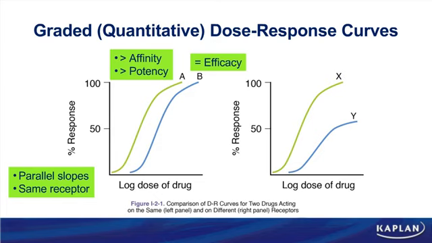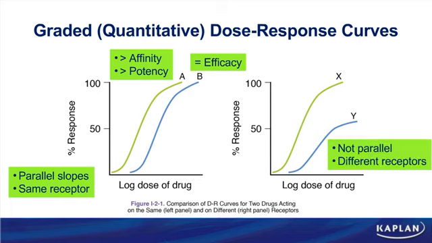Now let's look at curves for X and Y. Notice how, if we start with affinity, the slopes are not parallel for drug X and drug Y. Since the slopes are not parallel, you should conclude that drug X and drug Y work on different receptors. Since they work on different receptors, you cannot compare their affinities. Affinity is a term that you can only use when you're talking about a single receptor with multiple drugs.